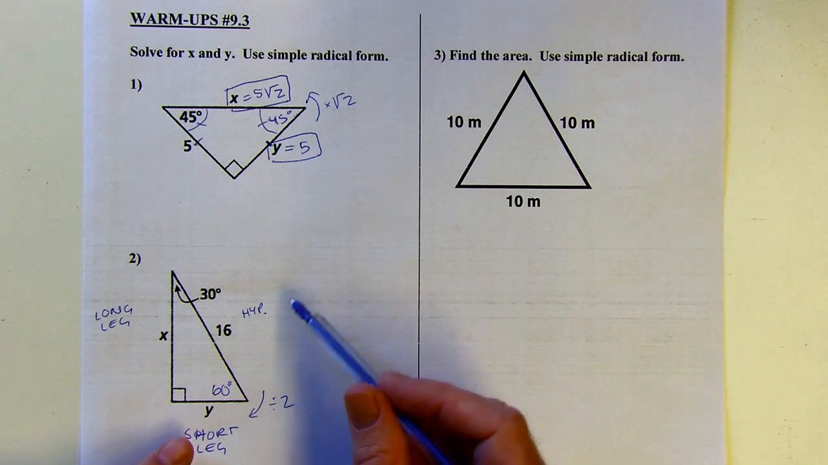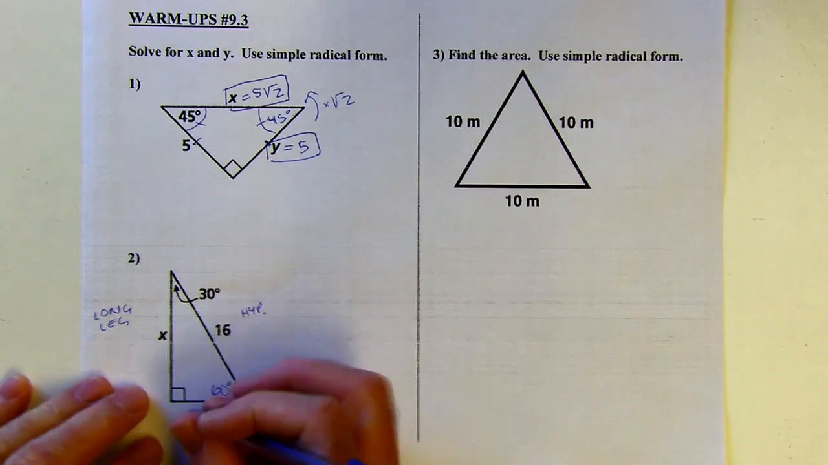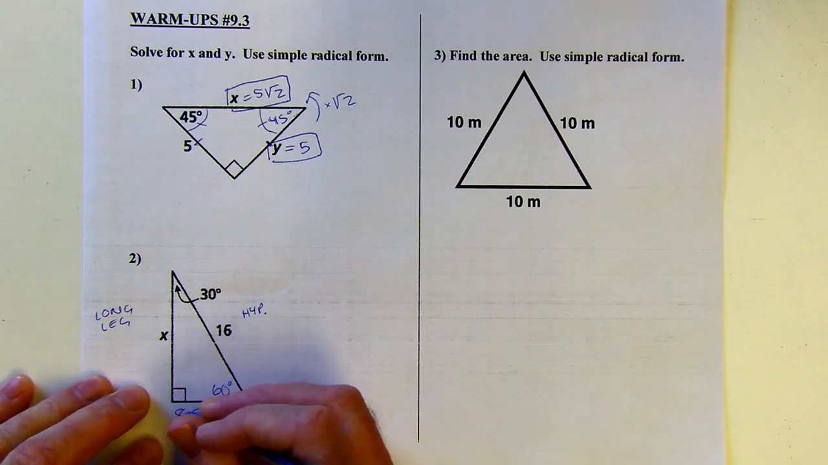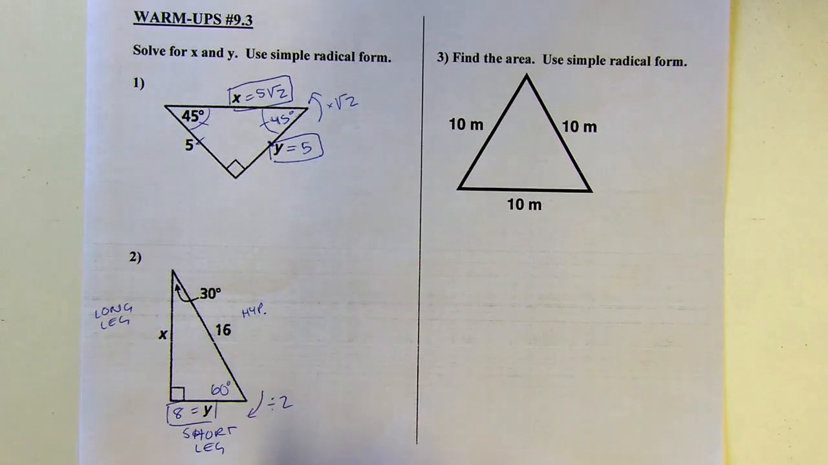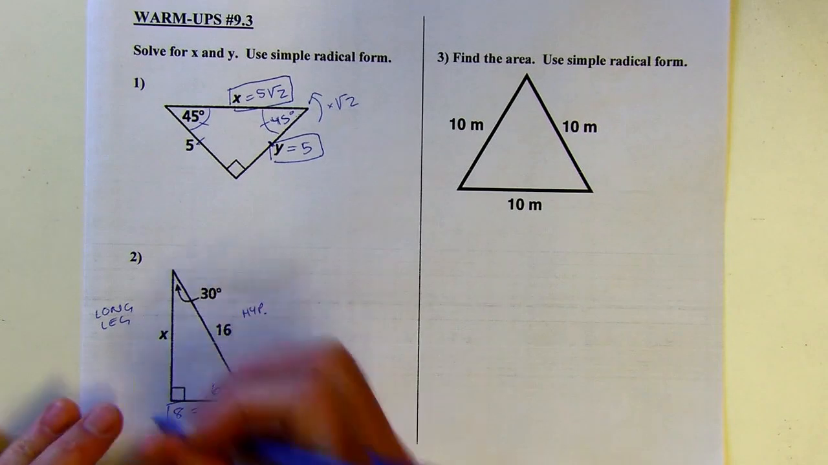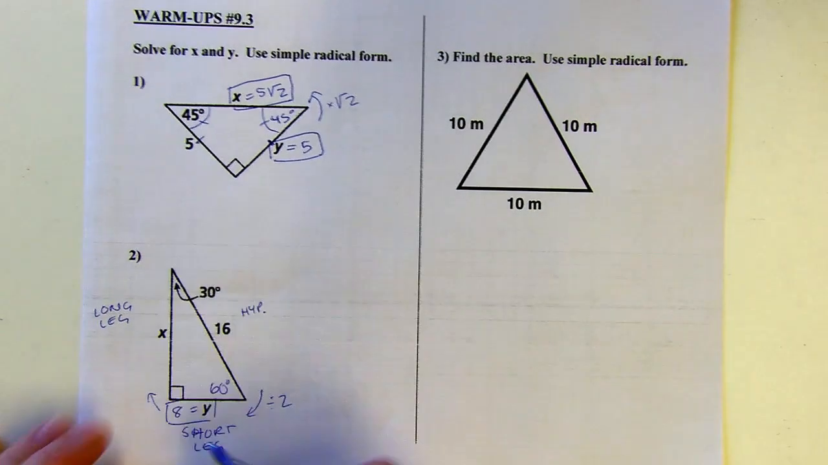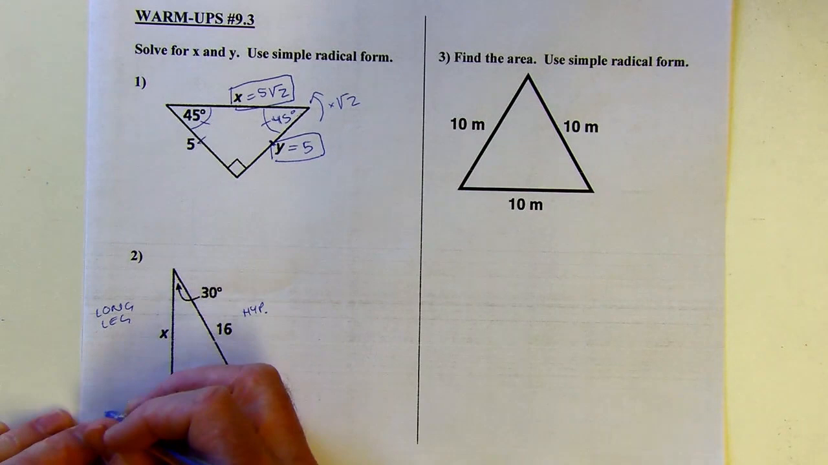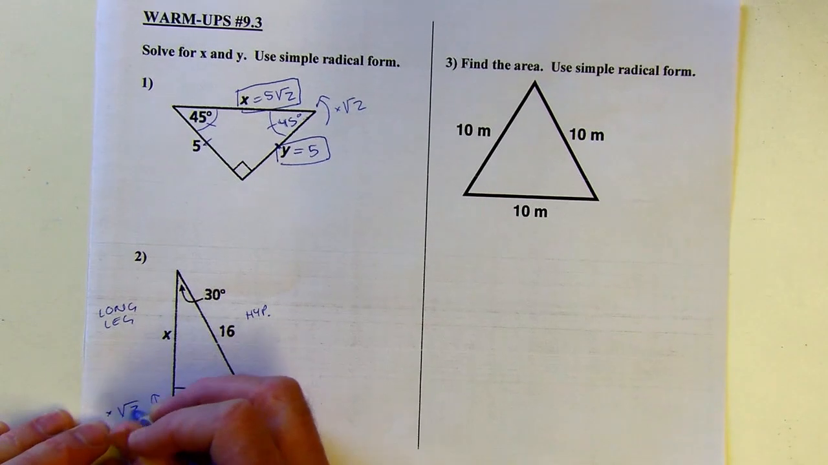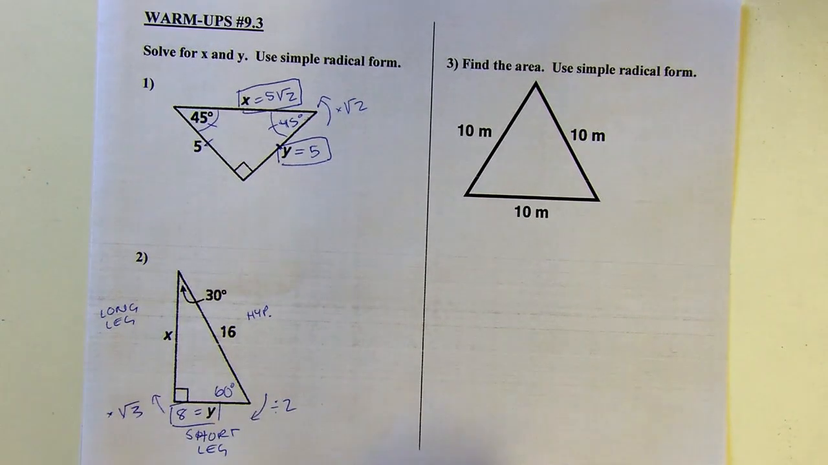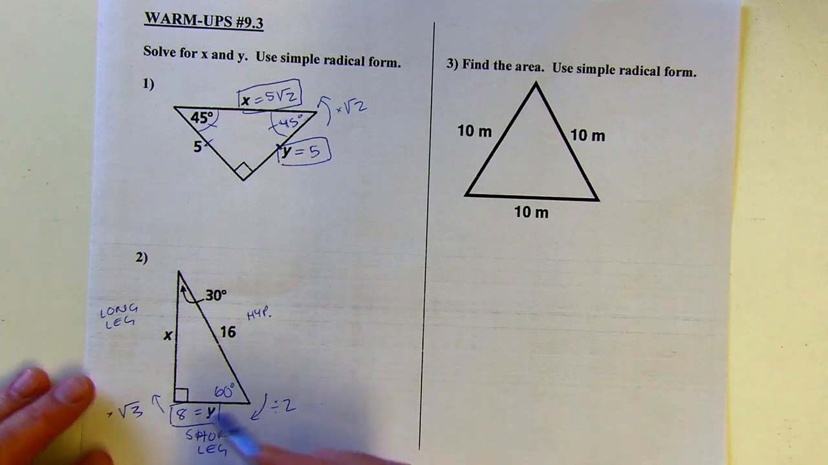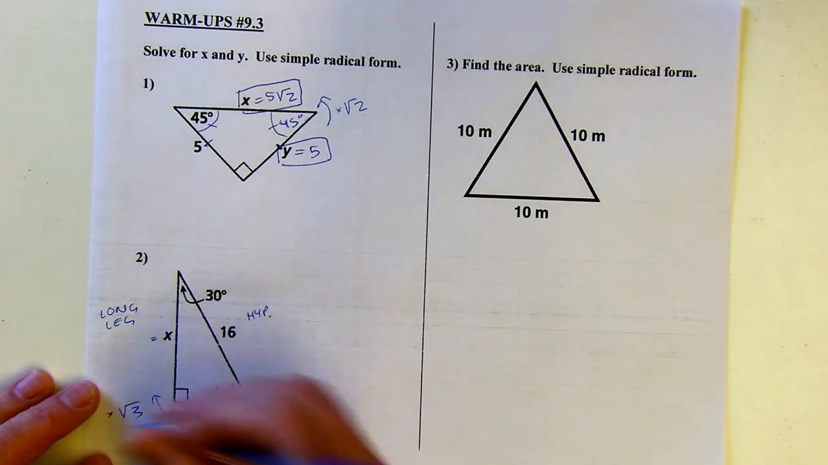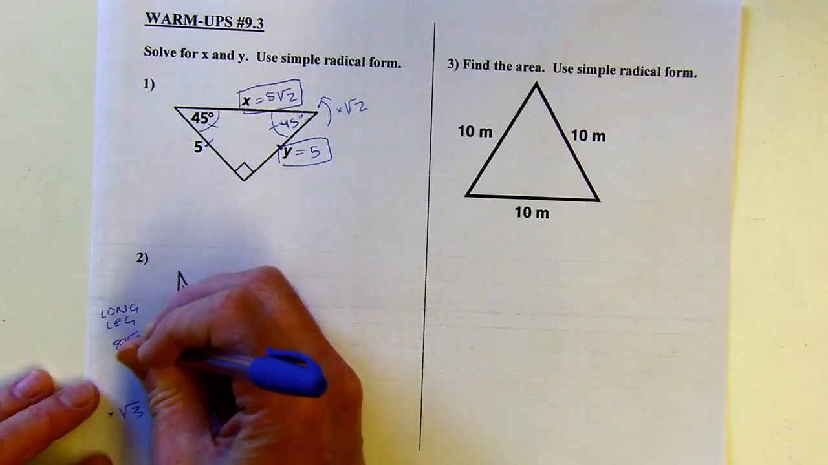If you're going from short leg to hypotenuse, you double it. So going the opposite direction, we're going to divide by 2. So half of 16 is 8. Okay, and then once you have the short leg, well, we're going to be multiplying it. It's going to be getting longer to get the long leg. So we're multiplying it by something. And here we multiply it by the square root of 3. So that's just a relationship that you have to memorize. So x then is going to be 8 times root 3, or 8 root 3.